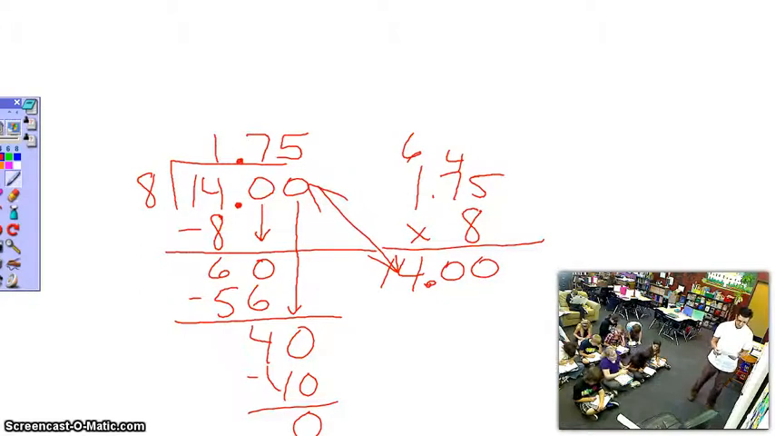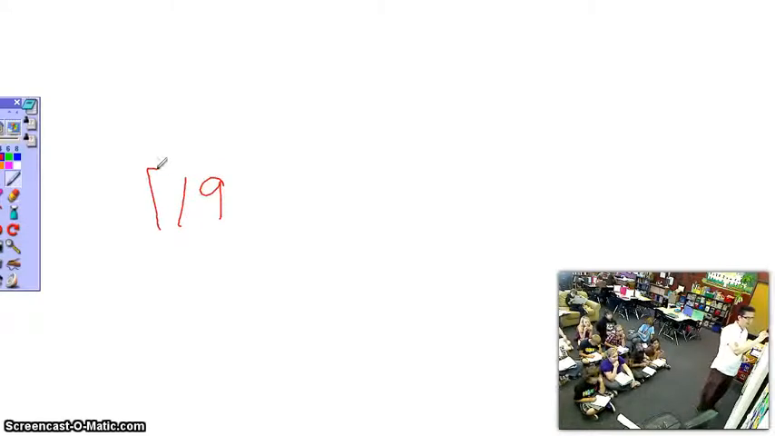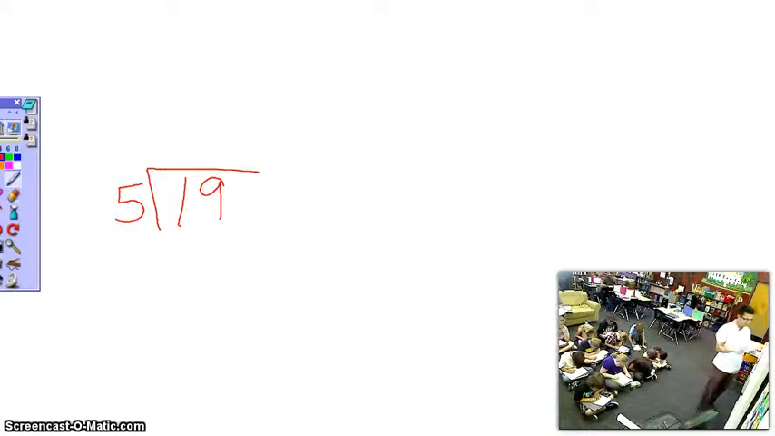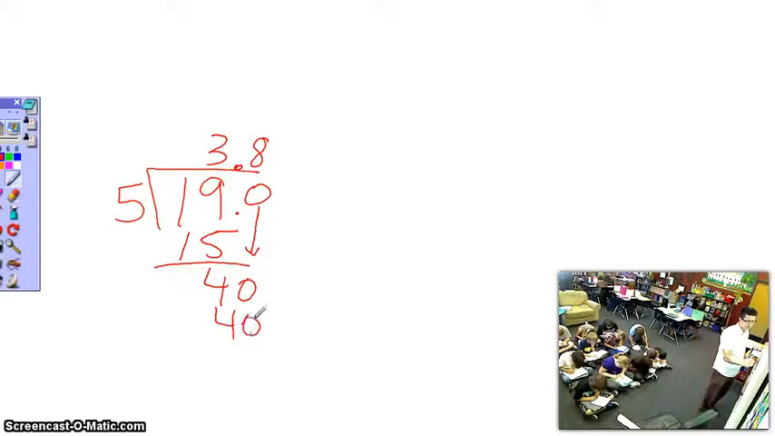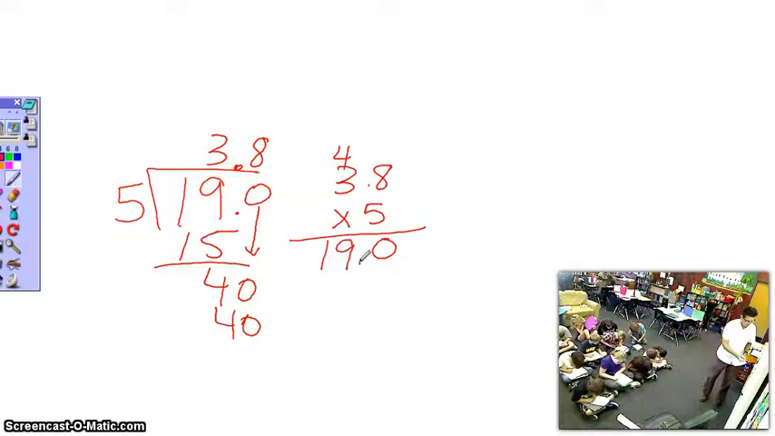Okay, so number 4 is, in case you don't have that, number 4 is 19 divided by 5. Try that one. Alright, so here's the solution for number 4. 5 times 3 is 15. You guys can keep working. Bring down a 0. 5 goes into 40 8 times. Check it. And we're doing 5 and 6 now. Do numbers 5 and 6.